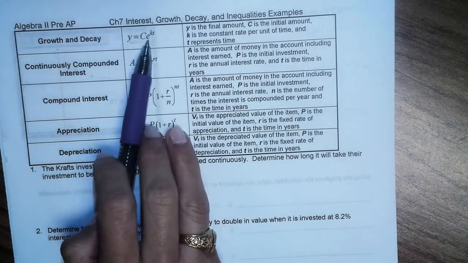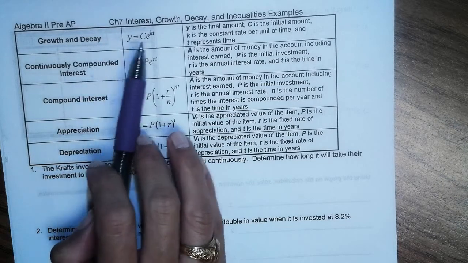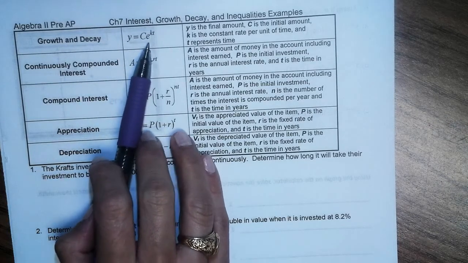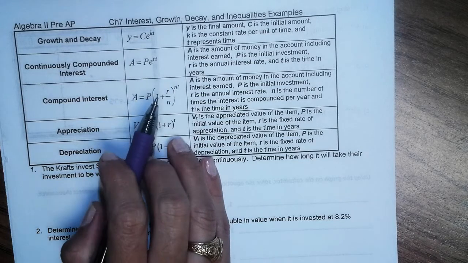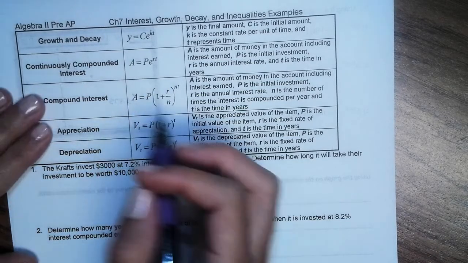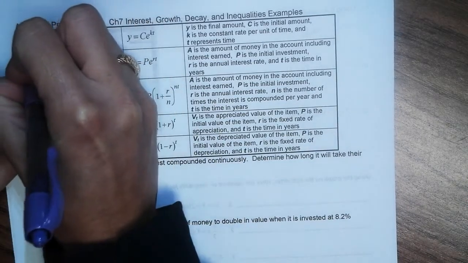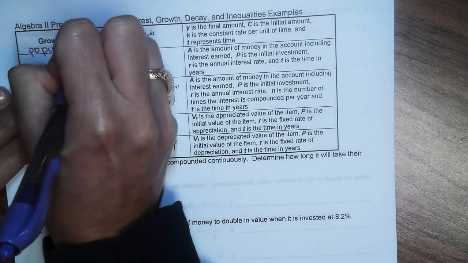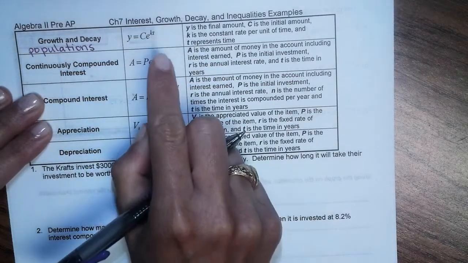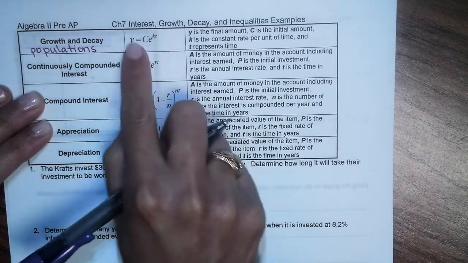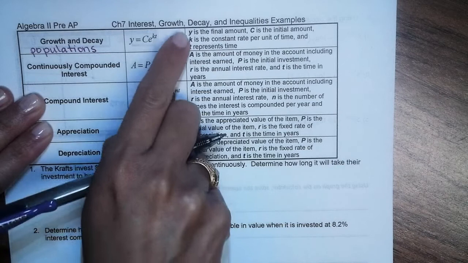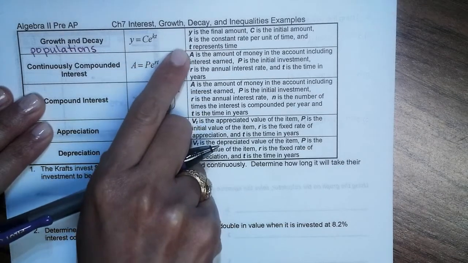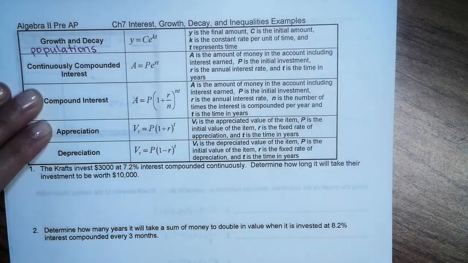This first formula, called growth and decay, we're going to use when the problem is talking about a population growing. So this one is for populations. When populations are growing or getting smaller, we're going to use this one here. And then this is some information that you definitely need to know. We'll get to it when we do an example.